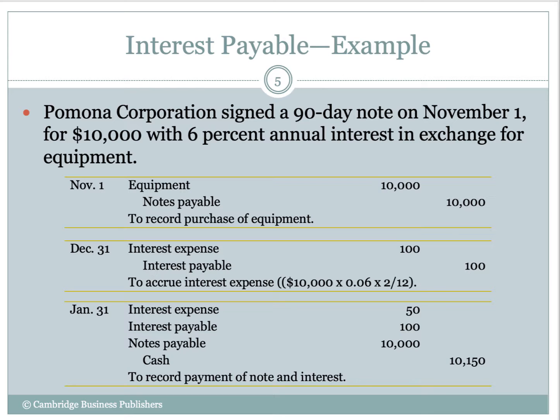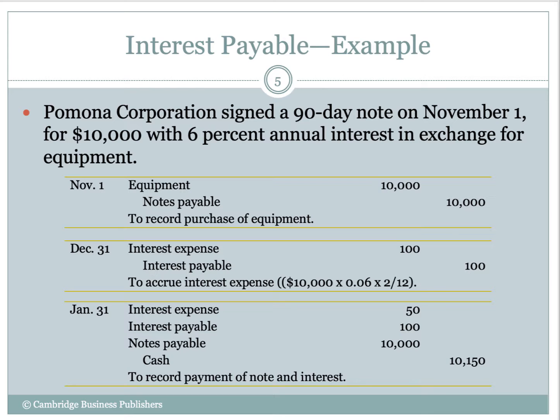So what are we going to recognize? Well, the first thing we need to recognize is that we have 1 month of interest for the month of January that we haven't recognized. That's where the $50 came from. And again, how do we get that $50? 10,000 principal amount times the interest rate, 0.06, times time, which in this case would be 1/12. Okay? So we're going to recognize that 1 month's worth of interest expense.